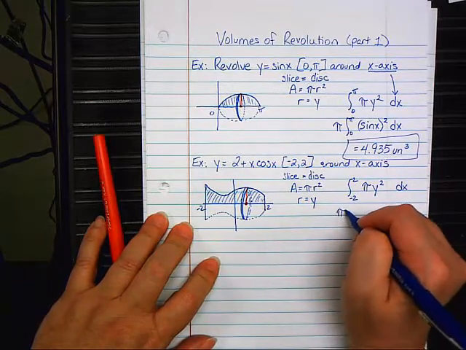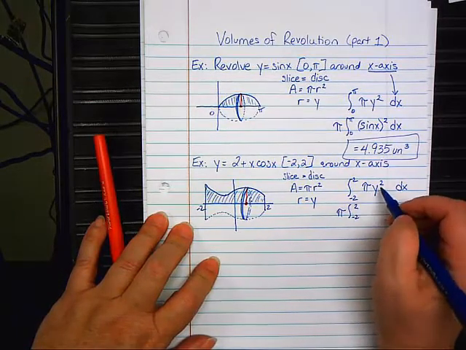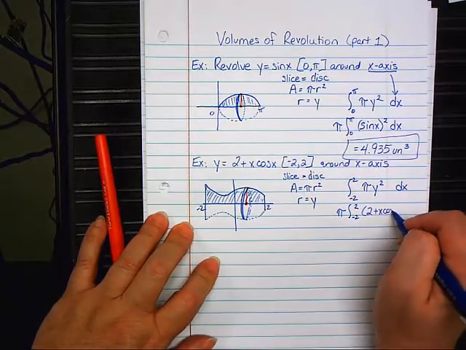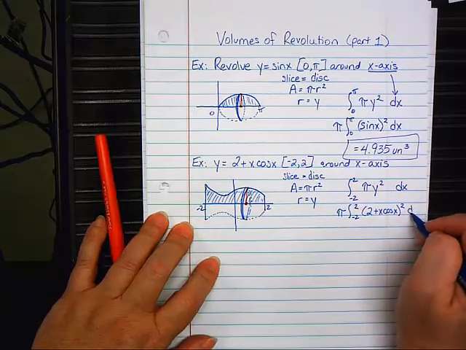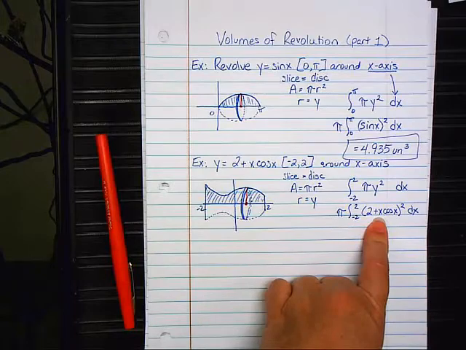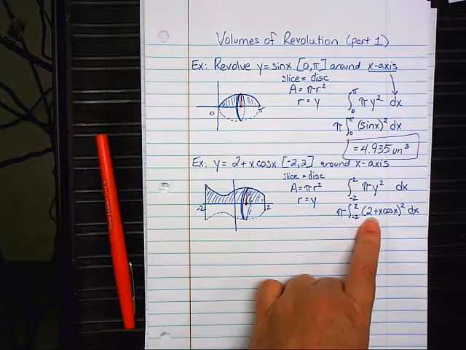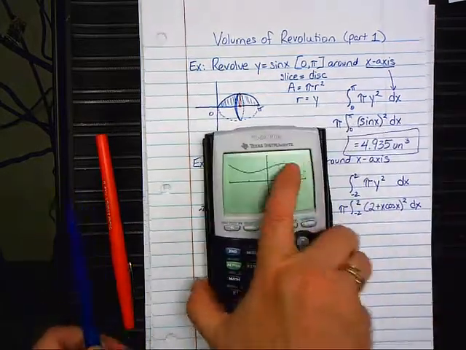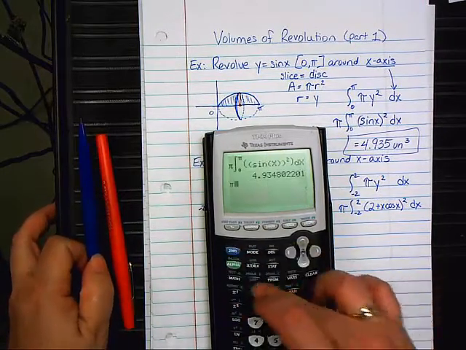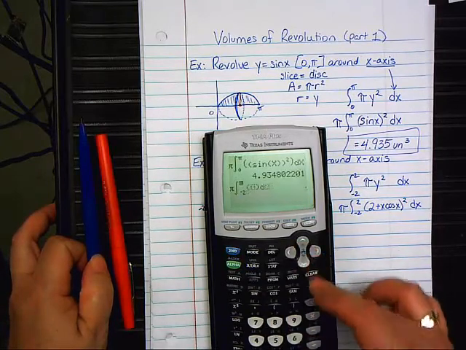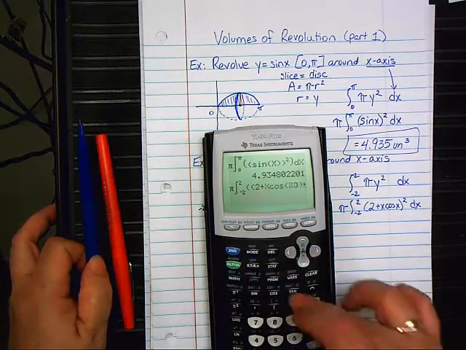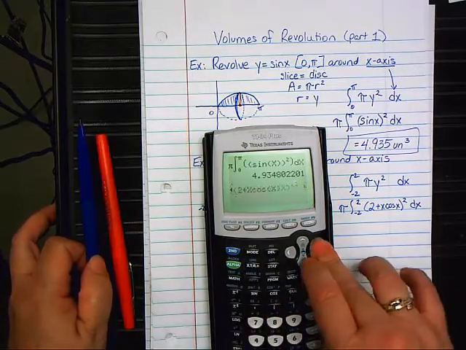So we can pull out the pi, negative 2 to 2, and y this time is equal to 2 plus x cosine of x, the quantity squared dx. Now, when you type this in the calculator, you've got to put a second set of parentheses around the whole thing, or it's not going to work right. So when you plug this in, we have pi, math 9, negative 2 to 2. Another parentheses, 2 plus x cosine of x, close twice squared, dx.